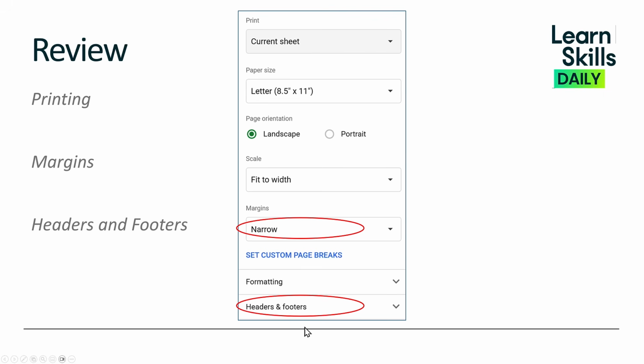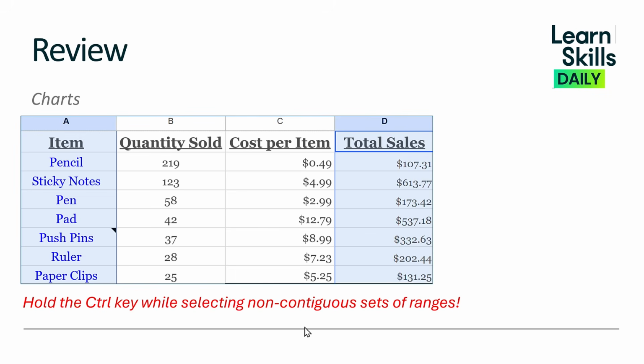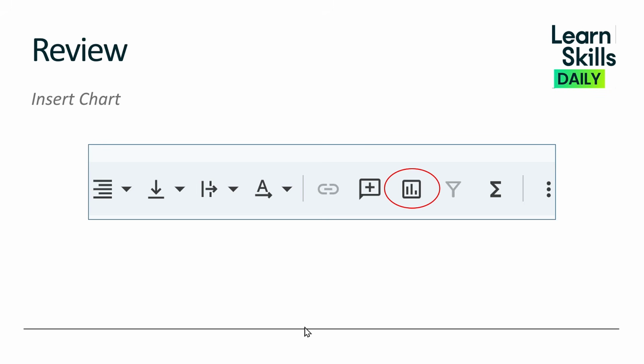In formatting, you can find a place to add headers and footers. We created charts. Here's a pie chart. Remember, to select non-contiguous ranges of cells, hold the Control key down on your keyboard. This is for Windows users. It might be different for a Mac. Use the Insert Chart button on your toolbar or the Insert Chart menu command to start inserting a chart.